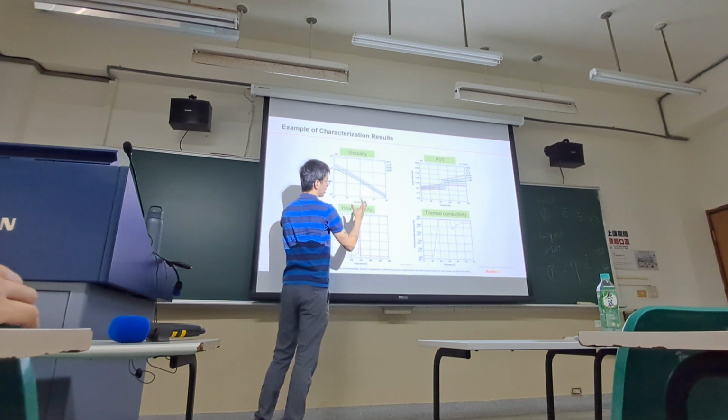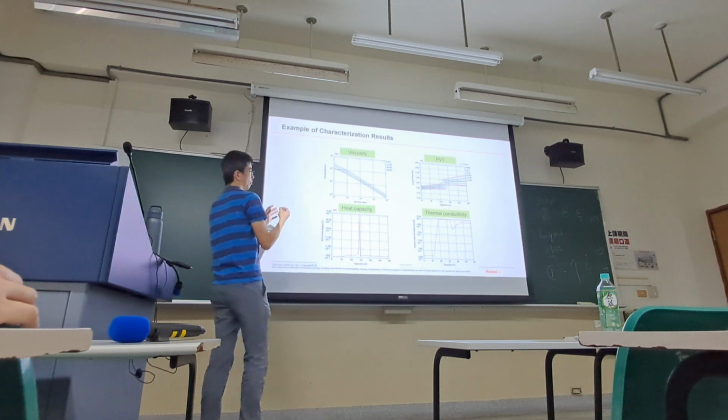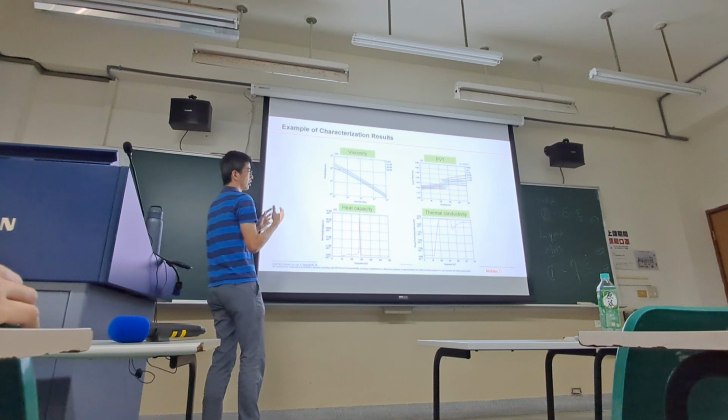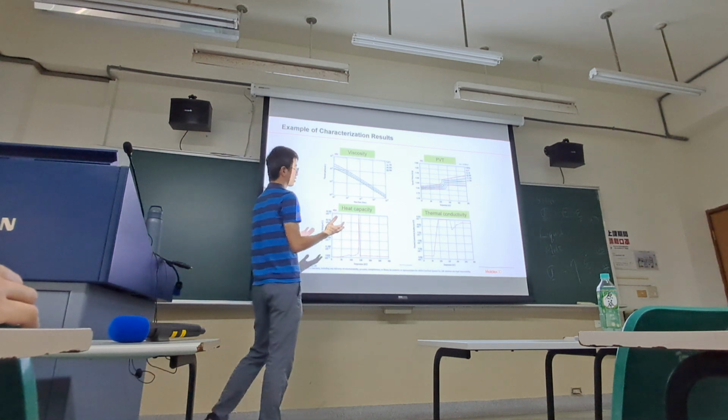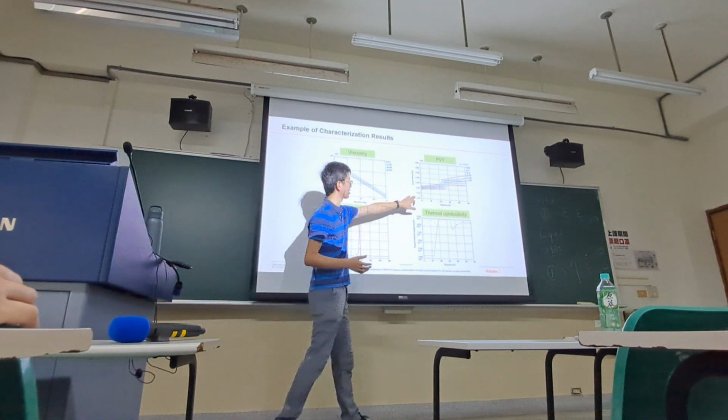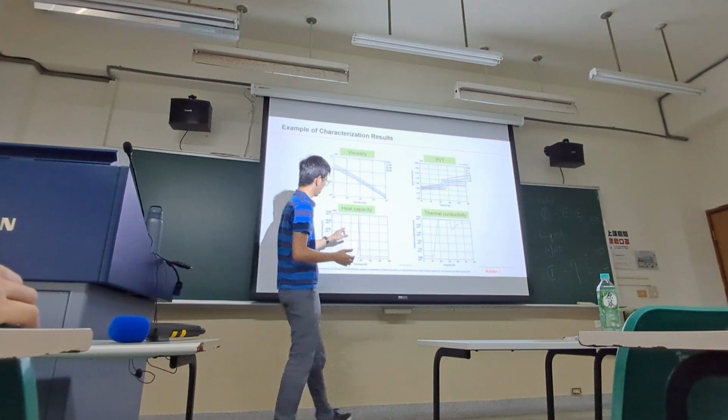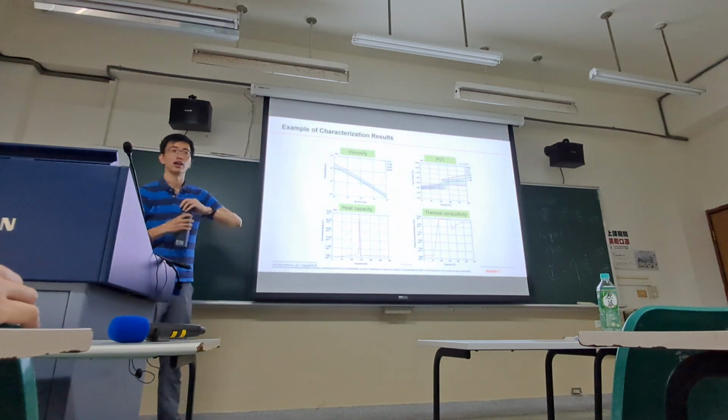So those are key material properties. You need those properties in order to have a successful or correct simulation. And this is PVT, thermal conductivity, and heat capacity. Okay, any questions?